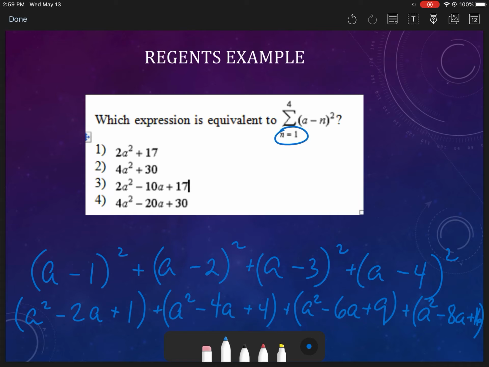A squared plus a squared plus a squared plus a squared, that's going to give us 4a squared. Negative 2a plus negative 4a is negative 6a, plus another negative 6a is negative 12a, and then the negative 8a is going to give us a total of negative 20a. At this point, you could already see your answer is going to be 4, but let's finish it off. We just add now the constants. 1 plus 4 is 5, plus 9 is 14, plus the 16 is going to give us 30. Okay, and that's our answer.